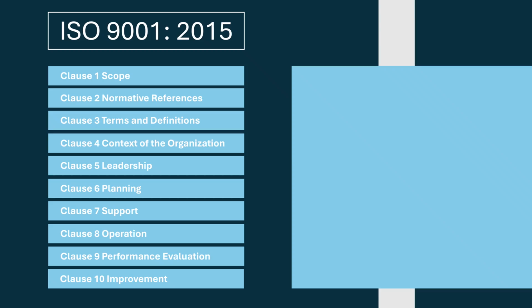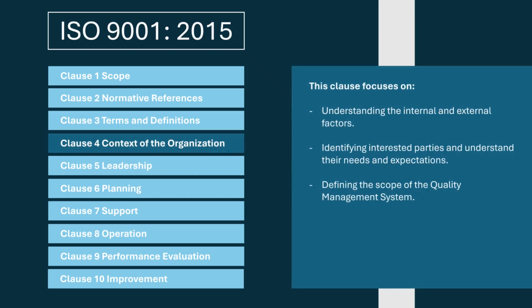Starting with Clause 4, context of the organization. This section focuses on understanding the internal and external factors that can affect the company and its quality management system. As part of this process, organizations must identify their interested parties and understand their needs and expectations. These typically include customers, regulators or authorities, and suppliers, but the list of stakeholders often extends much further.